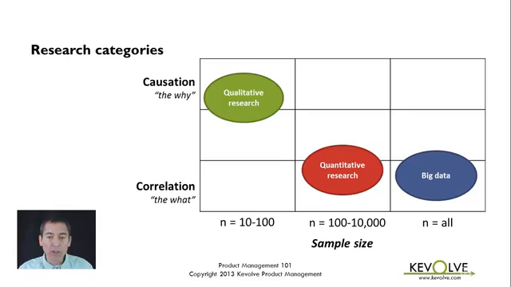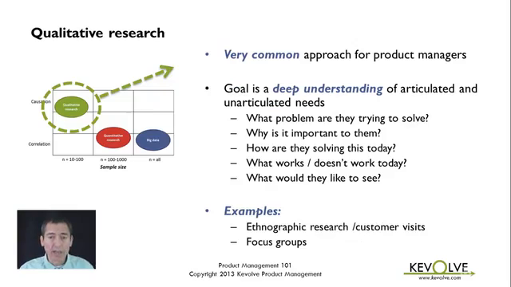All right, so we're going to start with qualitative research. Qualitative research is a very common approach for product managers, and the goal is a deep understanding of the articulated and unarticulated needs from your customers. So what they can tell you and what they can't tell you, but they feel. Those are the needs that you want to tease out. So what are the problems? Typically the questions that you ask in these types of interviews, what you're looking for is what problems are they trying to solve? Why is it important to them?